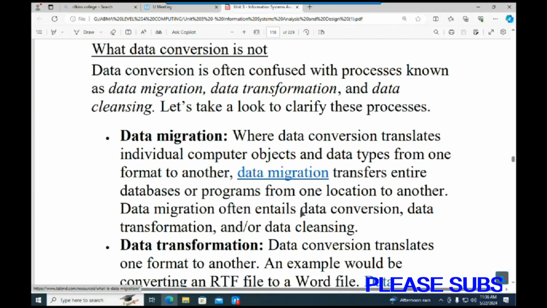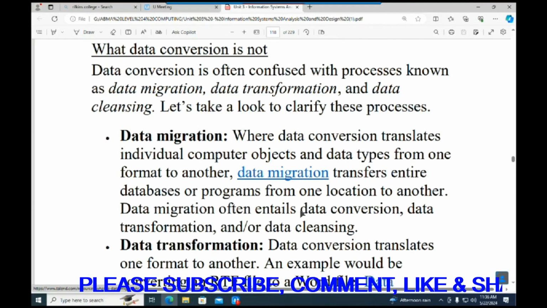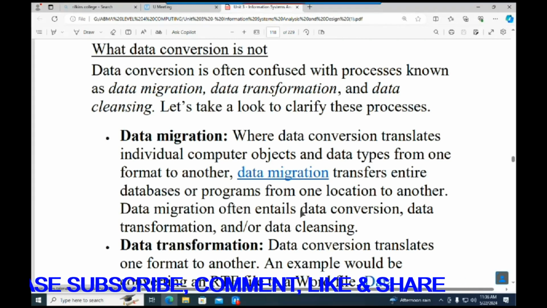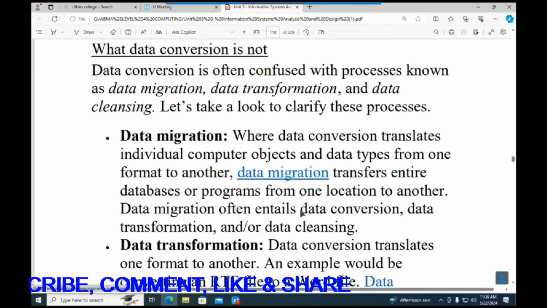But there are a number of things people consider as data conversion while they are not. And that is why I have the title, What Data Conversion is Not. So often at times we confuse data conversion with some processes like data migration, data transformation, and data cleansing. Those are four different things: data conversion, data migration, data transformation, and data cleansing. So data conversion is data conversion, and data migration, data transformation, and data cleansing are not data conversion.